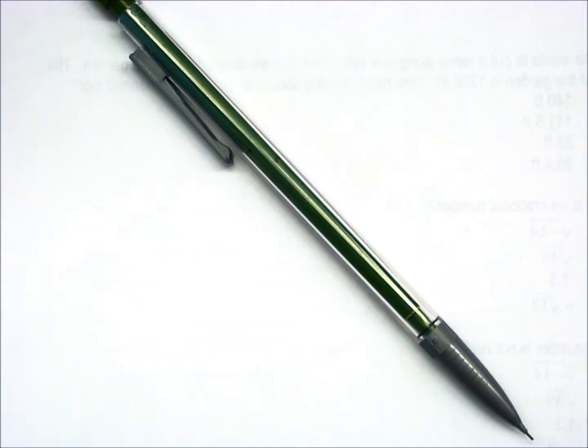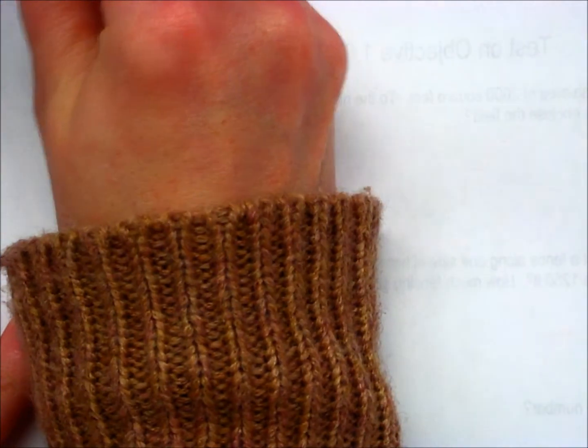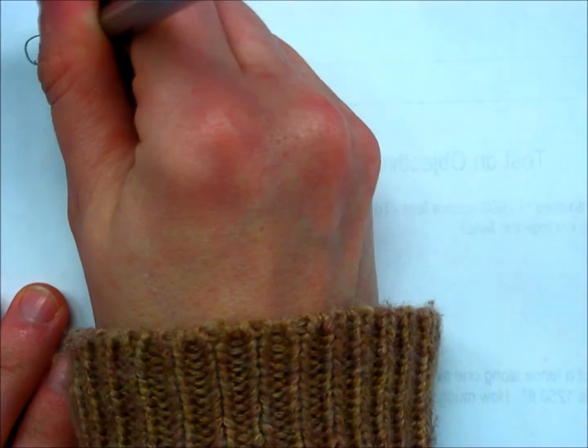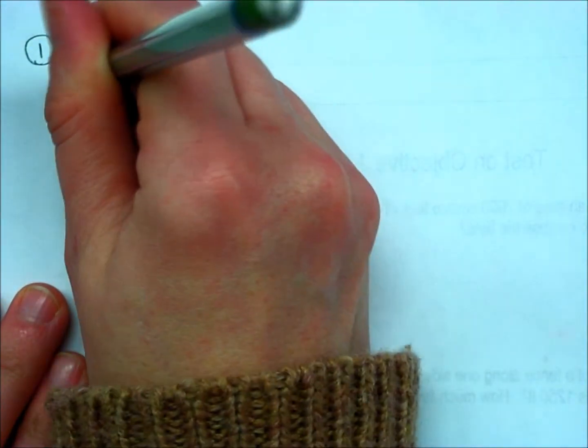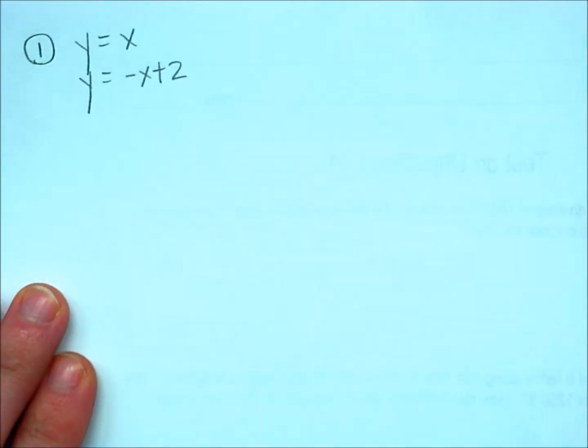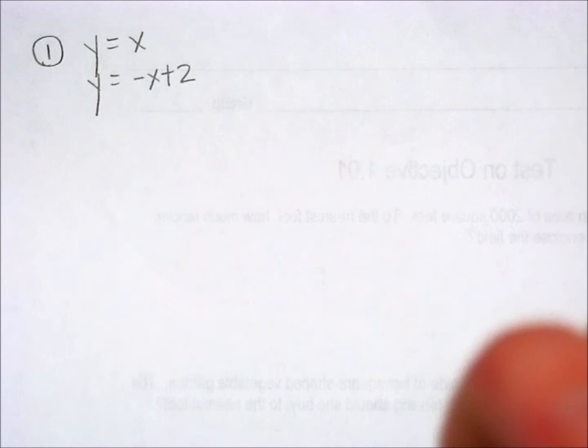Okay, so some of these will be a little bit easier than what you saw yesterday. So the first problem is y equals x. Your system is y equals x and y equals negative x plus 2. So these are going to be a little bit different than some of the ones we did yesterday. Here, both of these equations are already solved for a variable. They're both already solved for the variable y. So that's going to make this a lot easier.